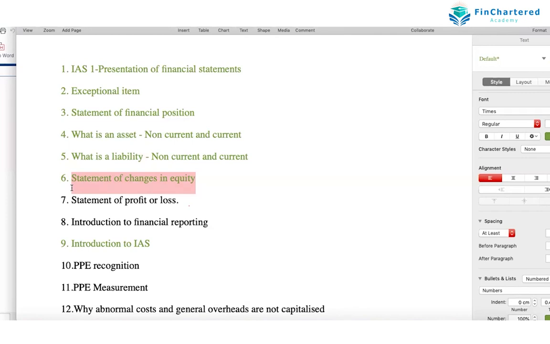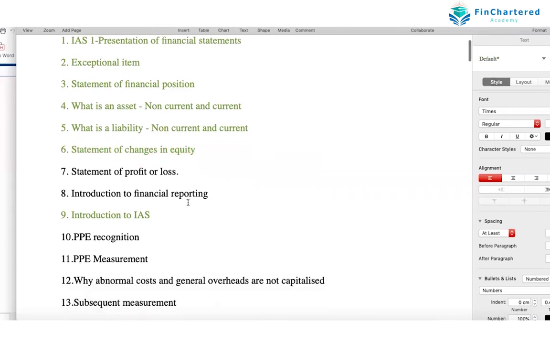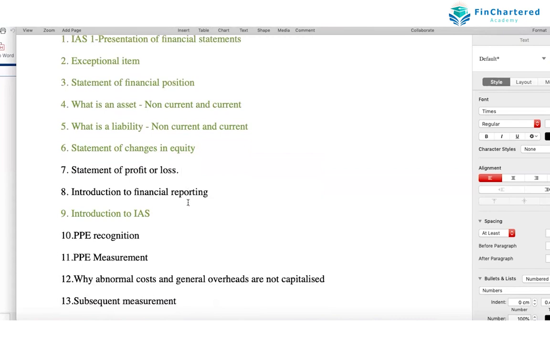The 4 questions are: what is the share capital? What is the share premium? Okay. Revaluation surplus and retained earnings. That's it. Then we talked about, we didn't talk about the statement of profit or loss. Right? So we will talk about the statement of profit or loss.